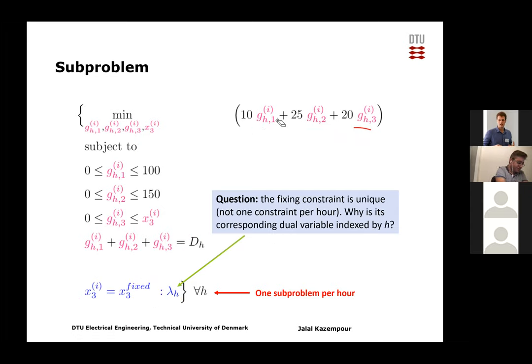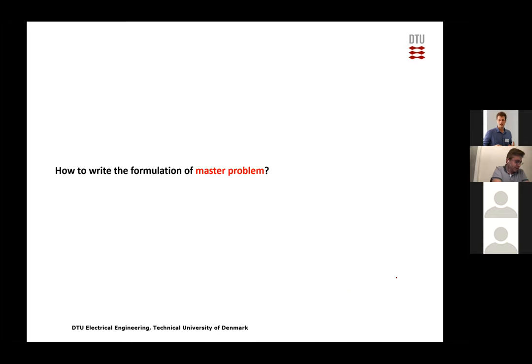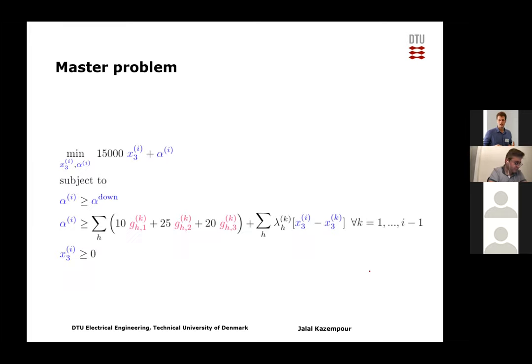Okay, good. So for example, if our subproblems are one per scenario, then the dual variable of the corresponding fixing constraint needs to also be scenario dependent. But what about the master problem? Master problem looks like this. I will explain it one by one, term by term, but maybe you can spend 1 minute just for yourself to try and interpret what it is, but I will explain it later.